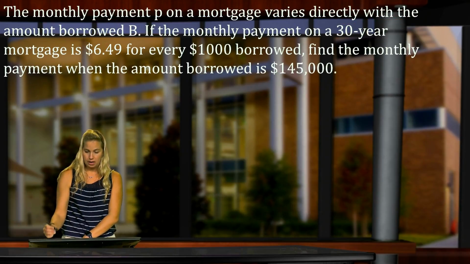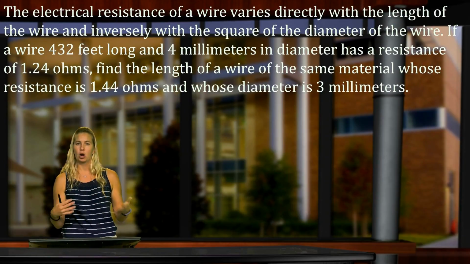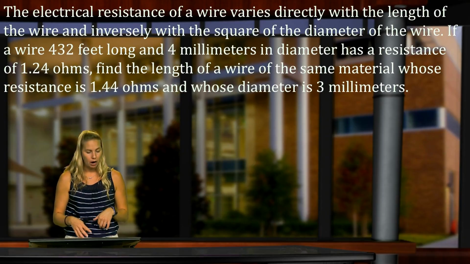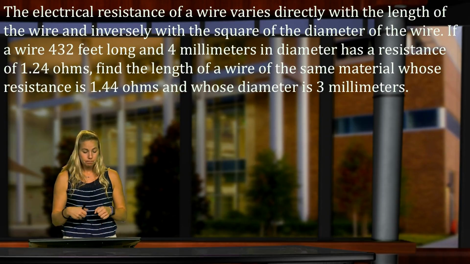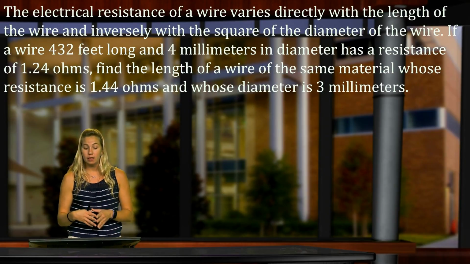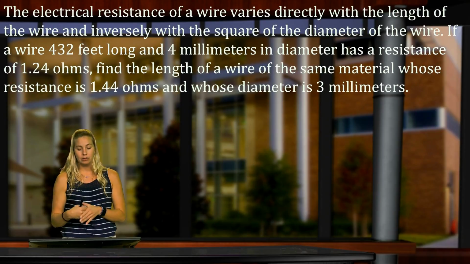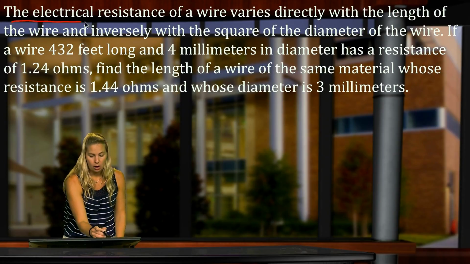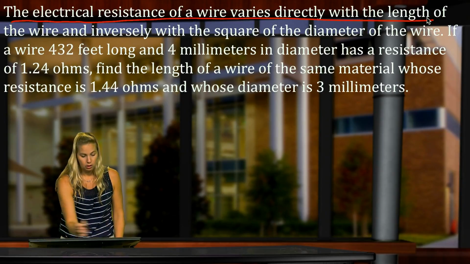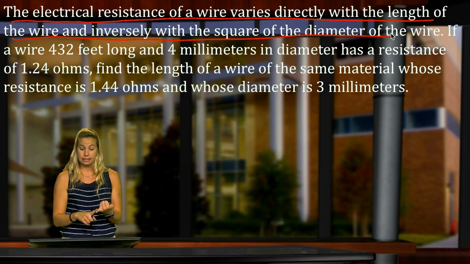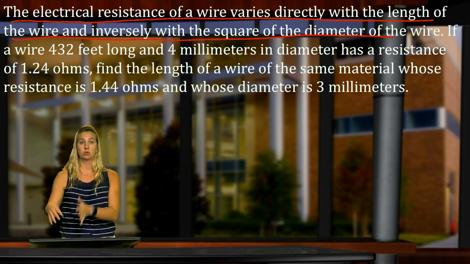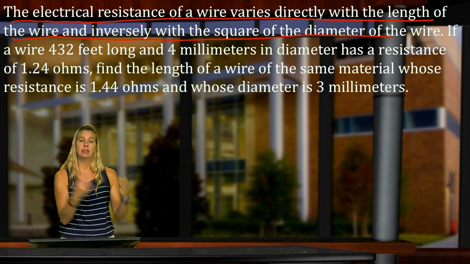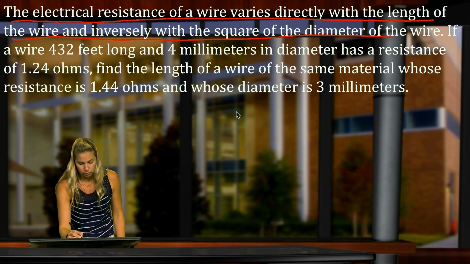So let's look at the next one, and then I'm going to come up and summarize a little bit with the variation problems and how to approach those. The electrical resistance of a wire varies directly with the length of the wire and inversely with the square of the diameter of the wire. So again, this first sentence is how we're going to set it up. We're dealing with three variables here. We've got electrical resistance, and that's varying directly and inversely with some other stuff. So the electrical resistance is what's on its own. So we're going to call that R.